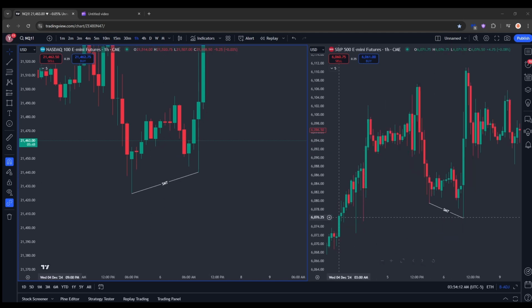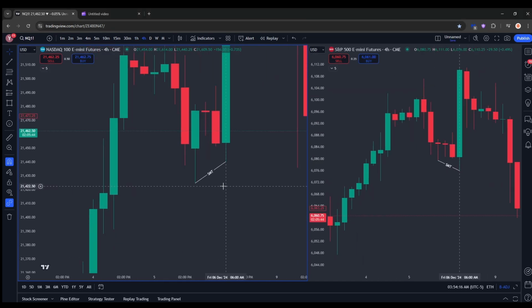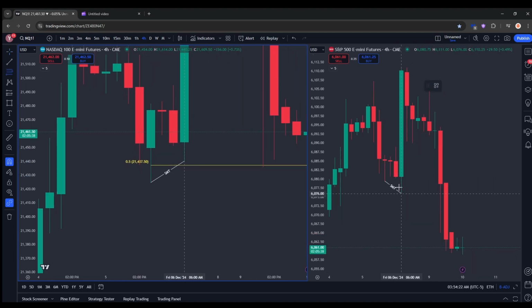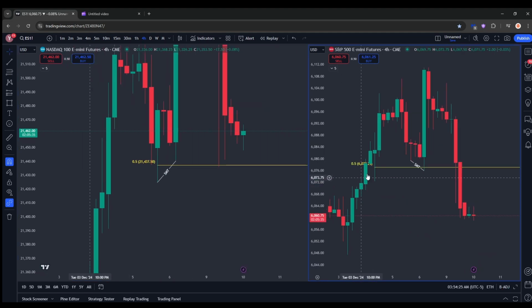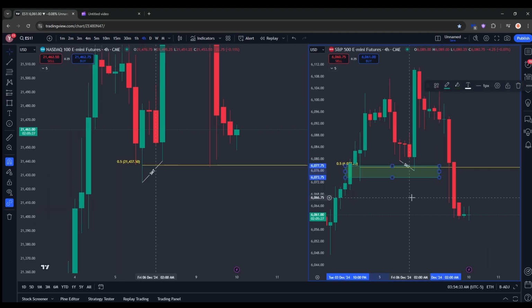And right here, we also have to look at the 4-hour to see where we are with this SMT. This SMT is right at consequent encroachment, right under it and above it. And right here, we have another consequent encroachment, and that is right on the line. Bodies are respected. And I believe we also have this fair value gap to be bullish about.